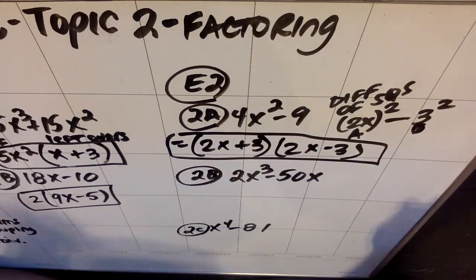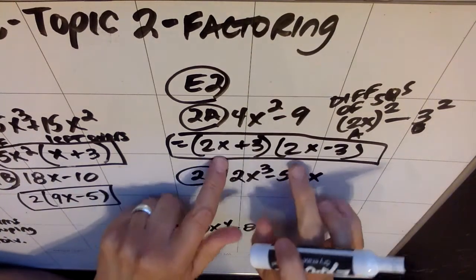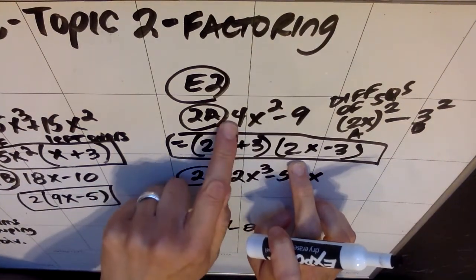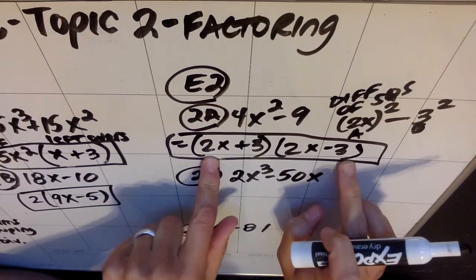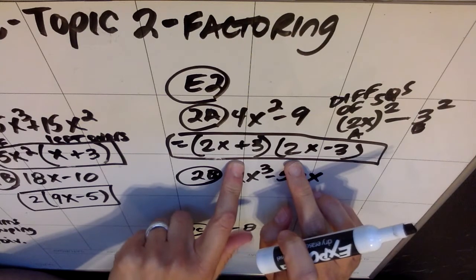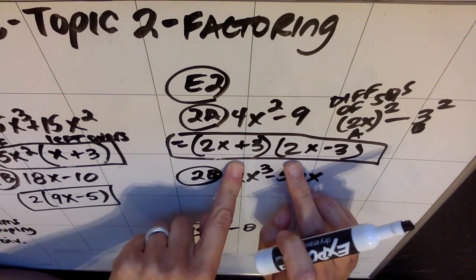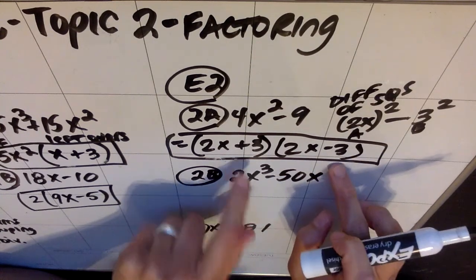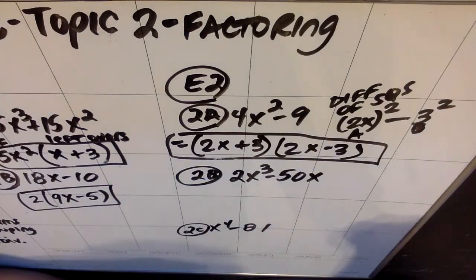Now, if you're not sure you're right, you can FOIL to check. If you do first, you're going to get 2x times 2x, which is your 4x squared. Outer is going to be a negative 6x, and inner will be a positive 6x, which is not an accident. In a difference of squares, the outer and the inner will cancel. And my last term should be negative 3 times 3, which is a negative 9.